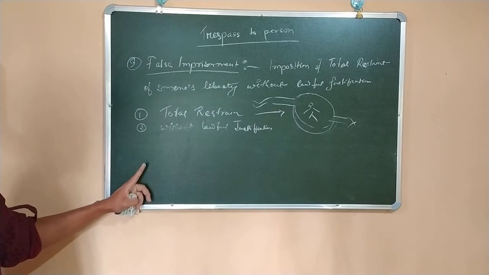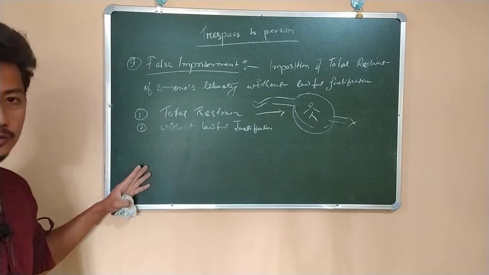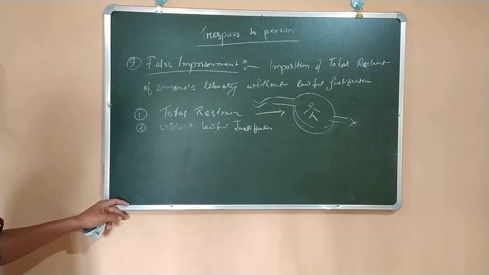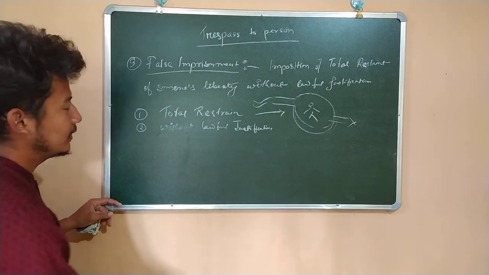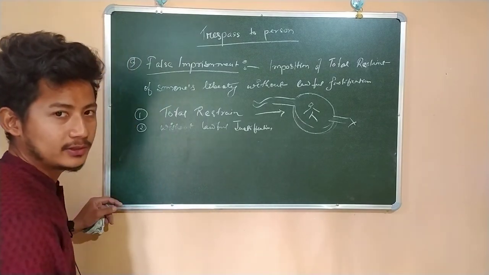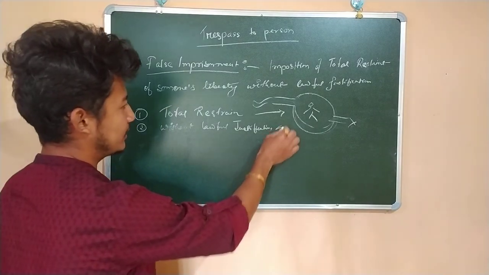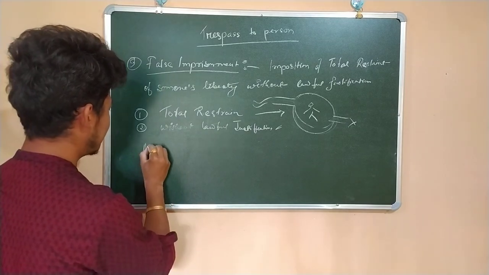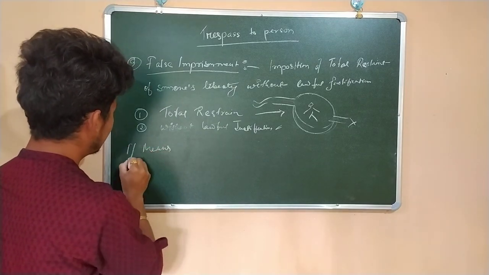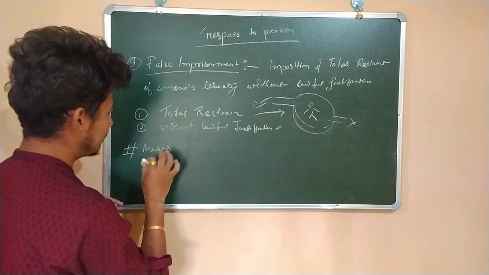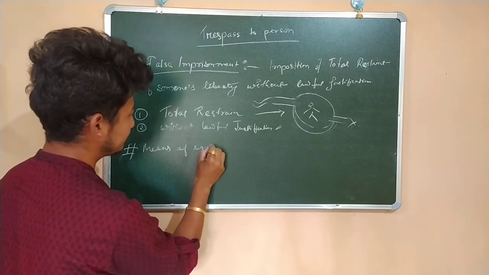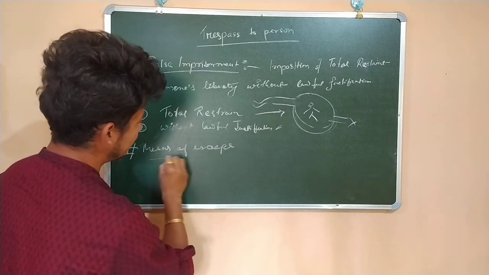So in order to constitute false imprisonment, there has to be a total restraint, and that should be without lawful justification. Very simple, lawful justification, I have already told you. Another thing is the means of escape. It is the same topic, and under it you have to mention it. Means of escape.